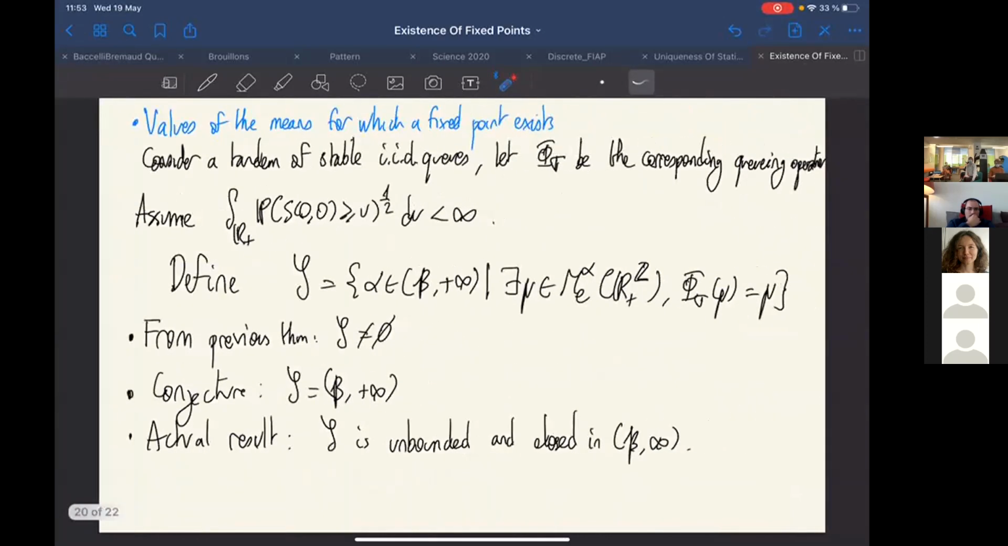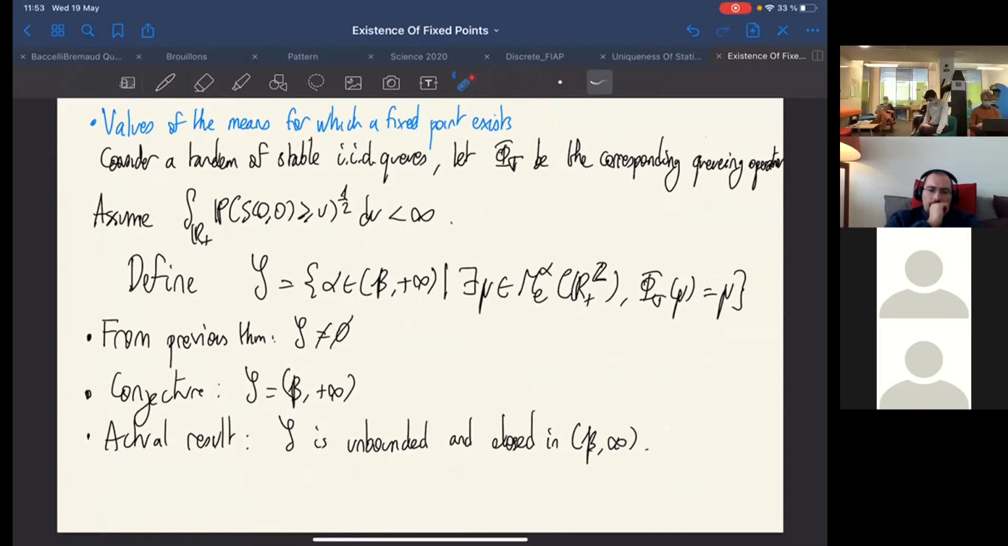And so the last point that I want to discuss here, which I've already mentioned in the beginning when I stated the main result, is that I want to study the values of the means for the inter-arrival process for which a fixed point exists. So what's the situation here? You consider a tandem of stable i.i.d. queues.